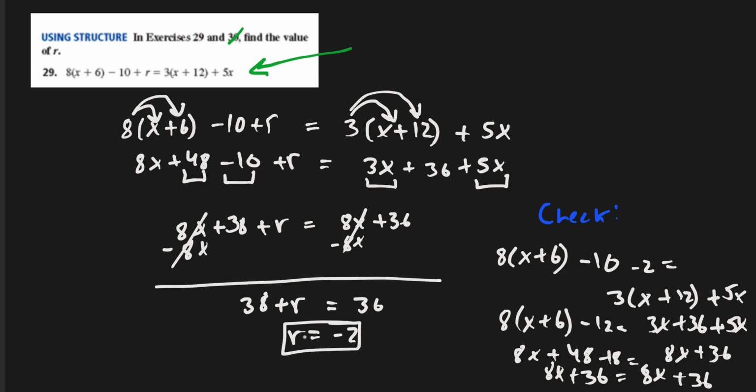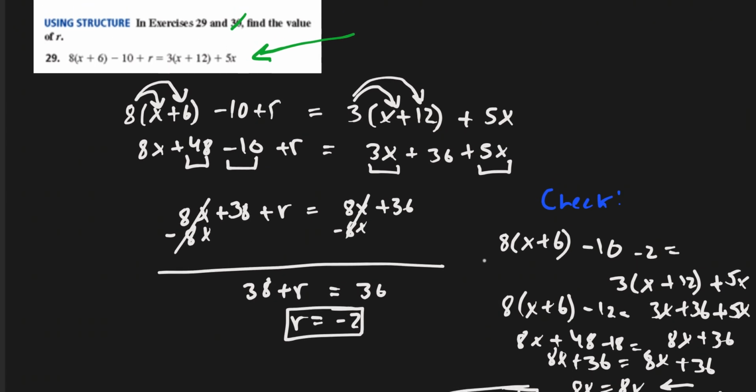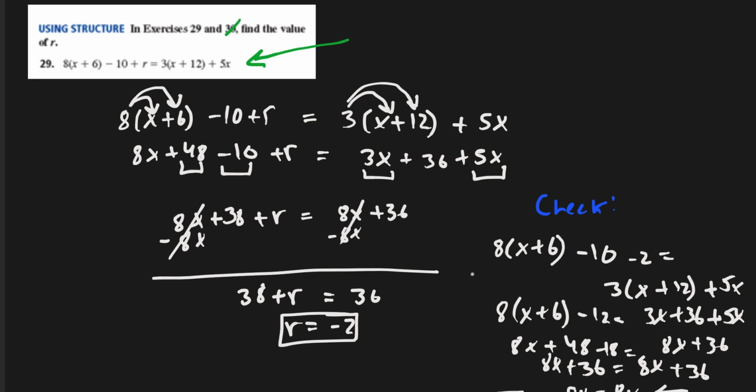And another thing is that if you plug in something that's not -2 for r, then of course it's not going to work out for us. So that's essentially how you solve this equation. And this is an interesting problem, so I wanted to introduce it. I wanted to show it.